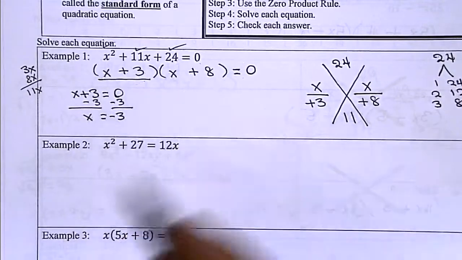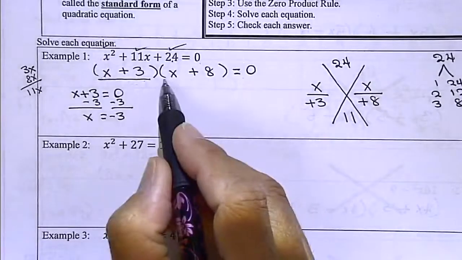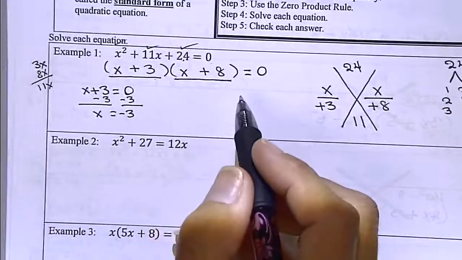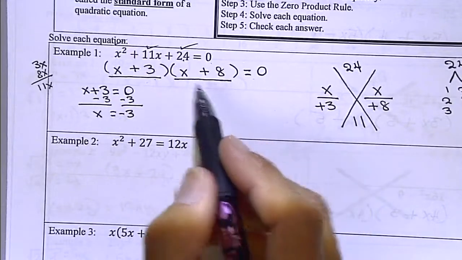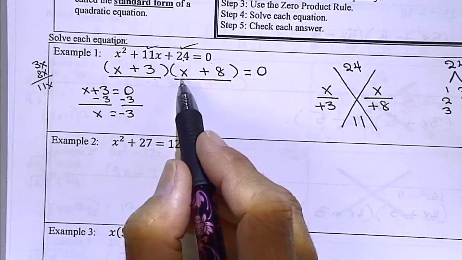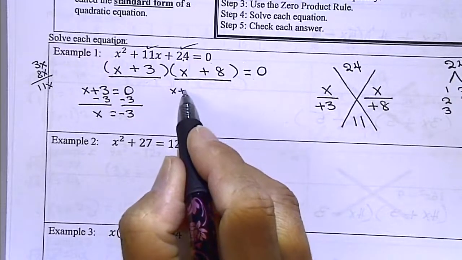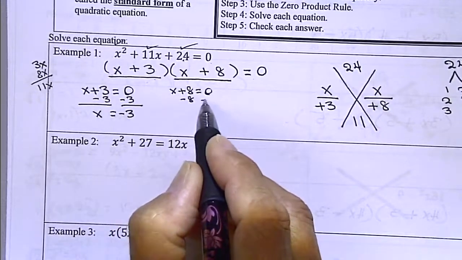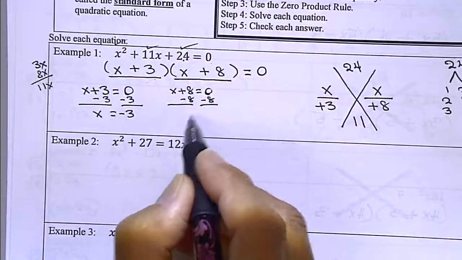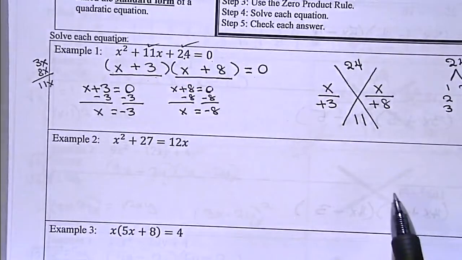Okay, so what's the other answer, though? Well, this one could be 0, right? What if I could make x plus 8 0? That would also make this a true statement. So what would x need to be in this case? Negative 8. And if you don't see it, you just say, okay, x plus 8 equals 0. Solve for x. Subtract 8 from both sides. X is equal to negative 8. That would also make that a true statement.